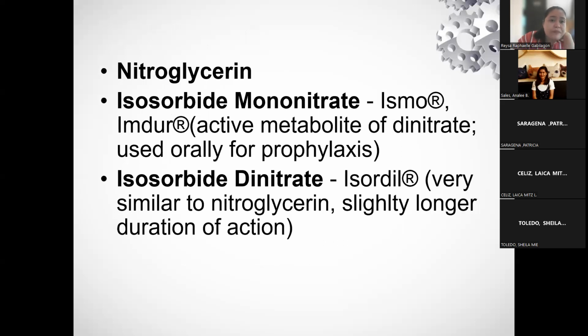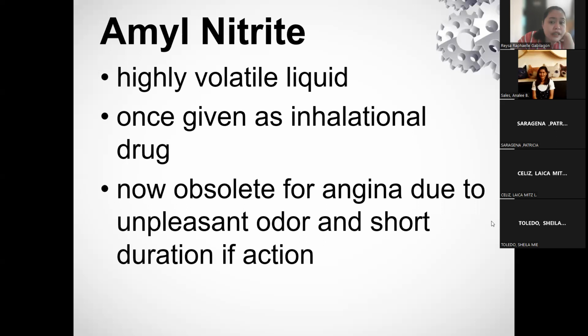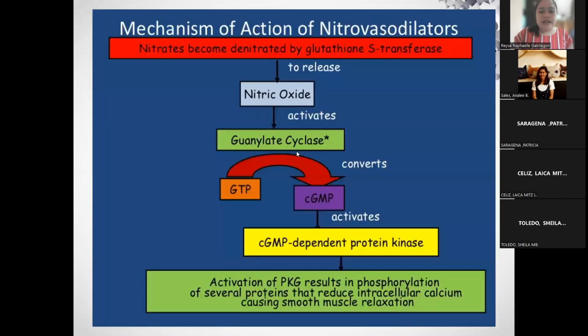However, unlike the other three, amyl nitrite is no longer used in therapy because number 1, since this is inhalational, it has a very unpleasant odor. And number 2, it has a very short duration of action. Remember, this is highly volatile. So it has a very short duration of action. After some time, it's metabolized and then excreted. So, its duration of action is very short. So, we prefer the drug that has a good pharmacokinetic profile. Okay, so just like ISDN and ISMN and even the nitroglycerine.